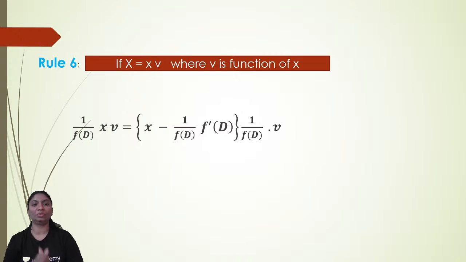If X is equal to x into v, where v is a function of x, then we will see how to find the solution for the given differential equation. So 1 upon f of d into x into v is equal to x minus 1 upon f of d into f dash of d into 1 upon f of d into v. That rule we must remember. Okay, now we will see.